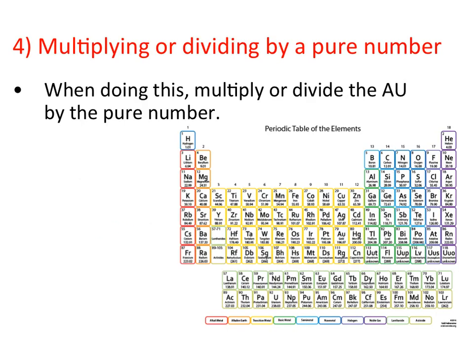And then the last rule is when you're multiplying or dividing by a pure number. When you do this, you multiply or divide your absolute uncertainty by that same pure number. You're going to be using this a lot when you're converting masses to moles. If you measure something on the scale, you're going to have uncertainty with it. And then when you use the molar mass off the periodic table, we're going to be considering these a pure number. So let's give it a try.